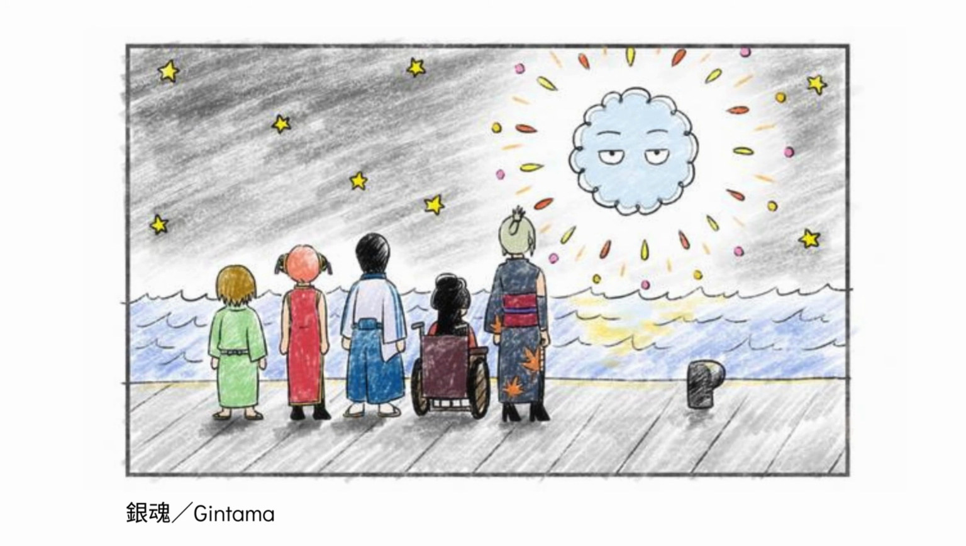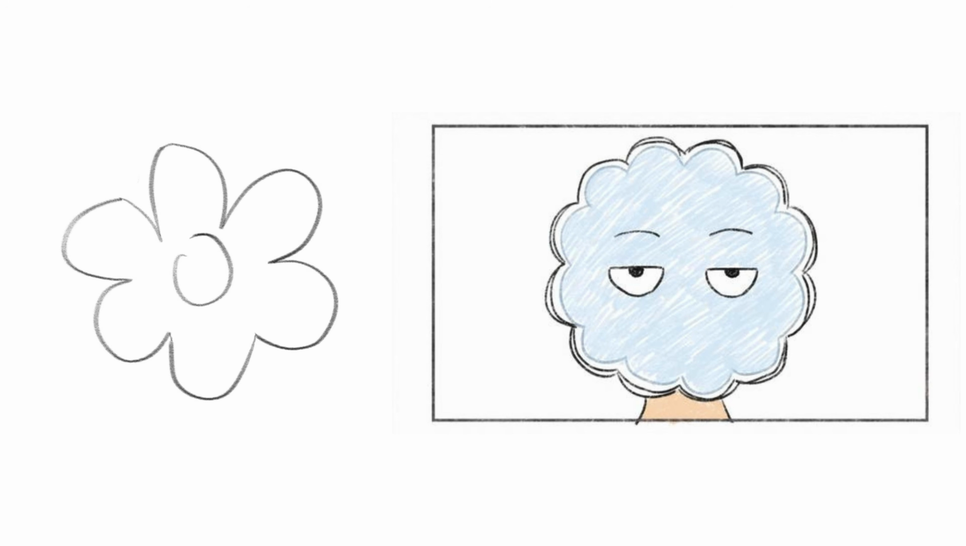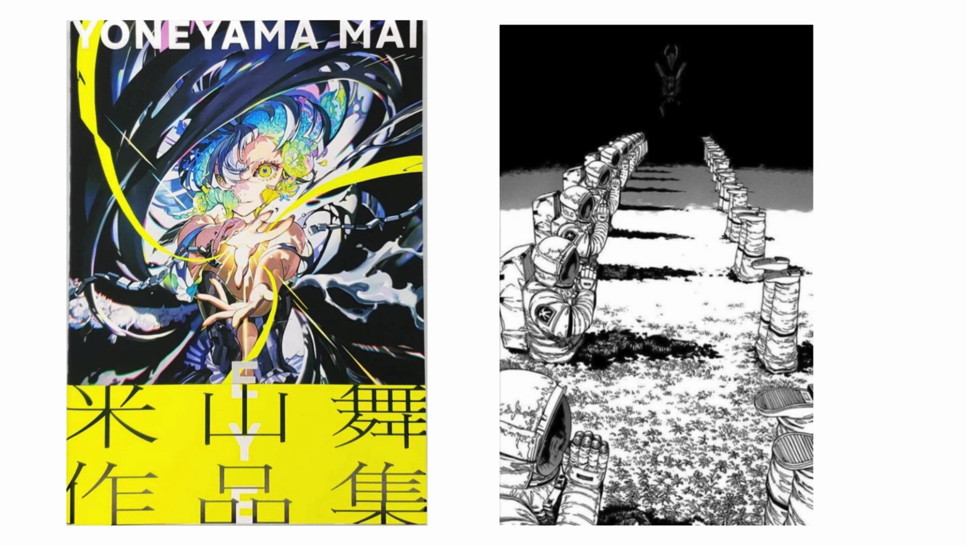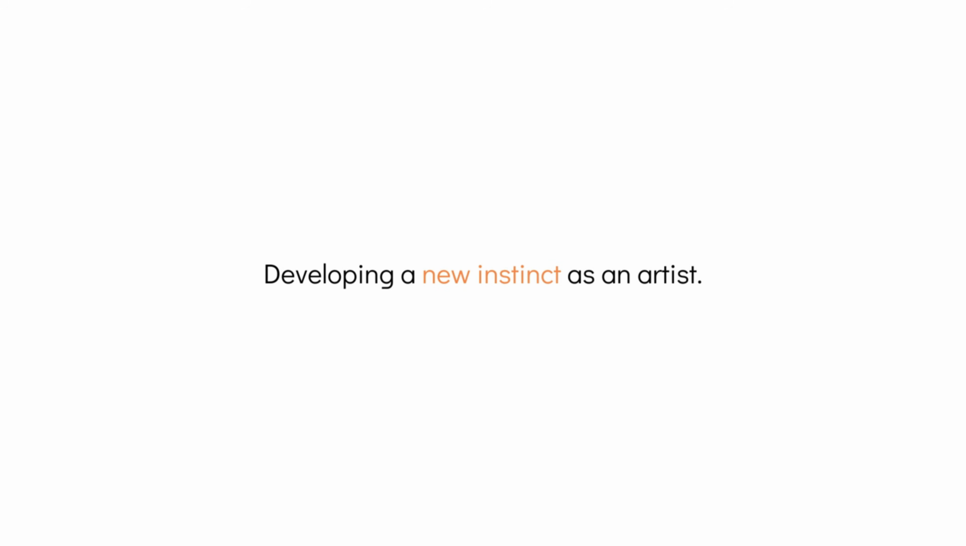When we first start drawing, or when children draw, there's a tendency to create orderly shapes. Our instincts tend to favor balance and order. Of course, we quickly notice that some artists create incredibly dynamic images, and we start wanting to arrange objects in more interesting ways. This is part of developing a new instinct as an artist.